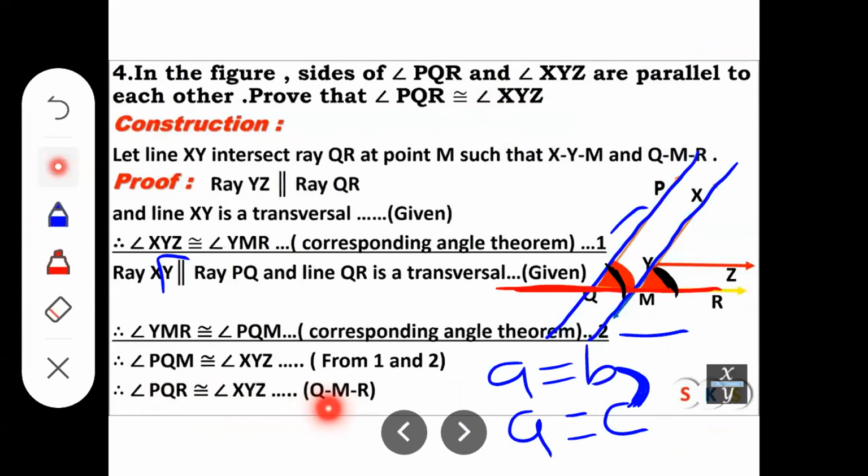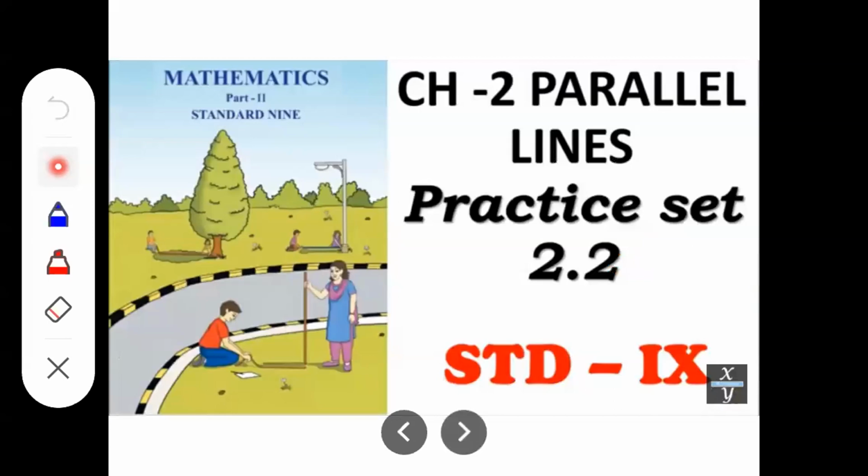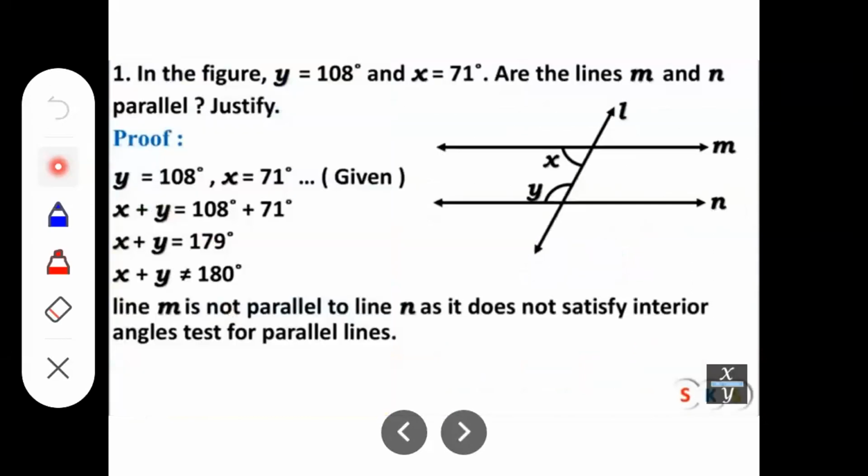Yes, understood? This is a very easy solution, but a little different from the rest of the two examples, but not difficult. In only 4 steps here. Now let's start practice set 2.2. Okay, the first example.